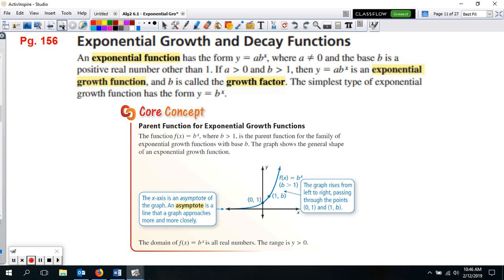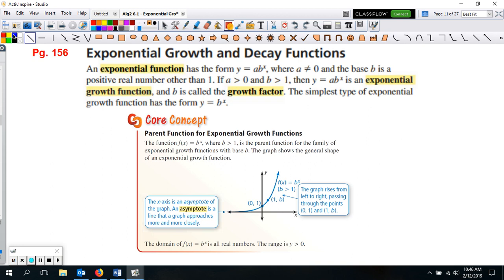Okay, so on page 156 in your notes, at the top you'll see your vocabulary. Here's some vocabulary to put down, starting with exponential function. You could write just that an exponential function has this form right here: y equals a times b to the x power.